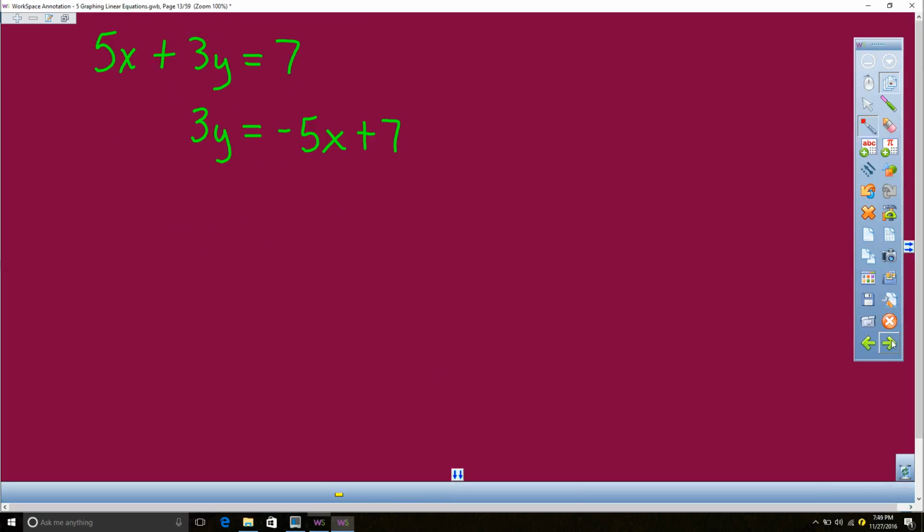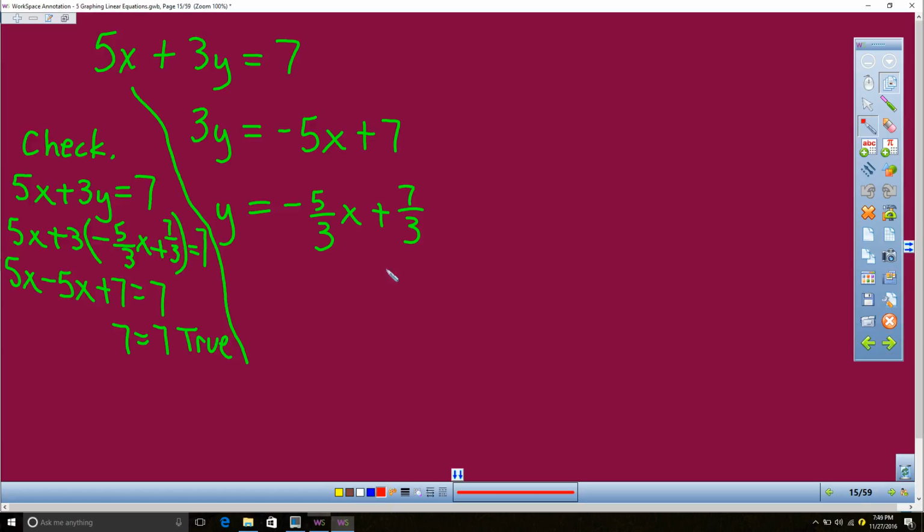Let's do those mentally. So I'm going to add a negative 5x to both sides. Now I'm going to divide both sides by 3. Now let's do a written check. So if y is really negative 5 thirds x plus 7 thirds, if I put this expression in place of y, as you see here, then it should make the equation true.